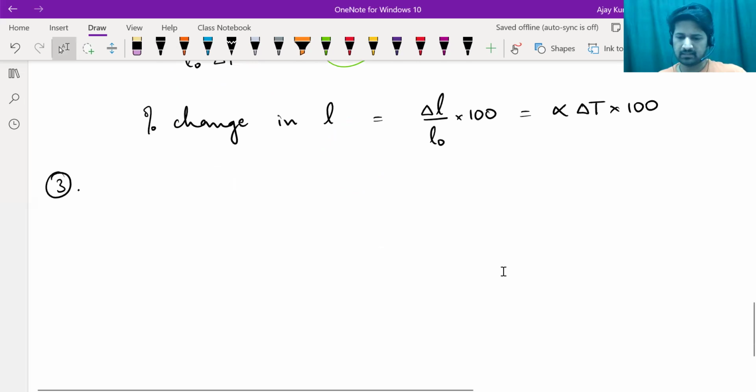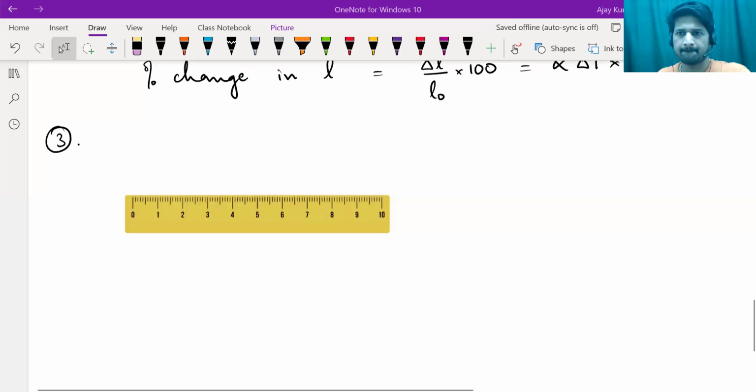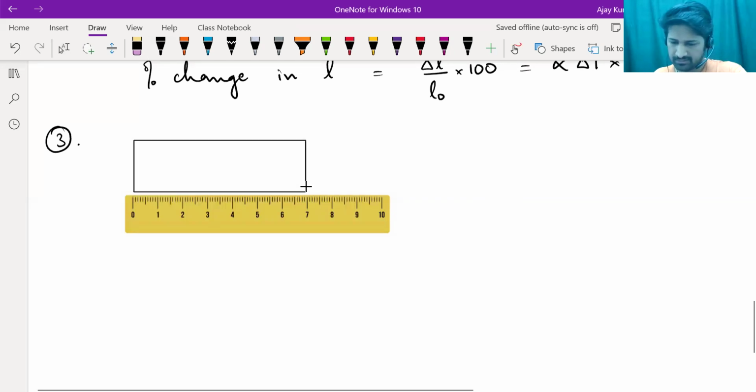Next. See, based on temperature, the length of an object changes, right? Now, we use a normal measuring scale to measure small lengths. Now, the measuring scale, depending on the temperature at which it is placed or used, the readings will change. Okay, just a moment. Let me download an image of a measuring scale. Okay, consider a scale like this, and let's say there is a rectangle whose length you want to measure.